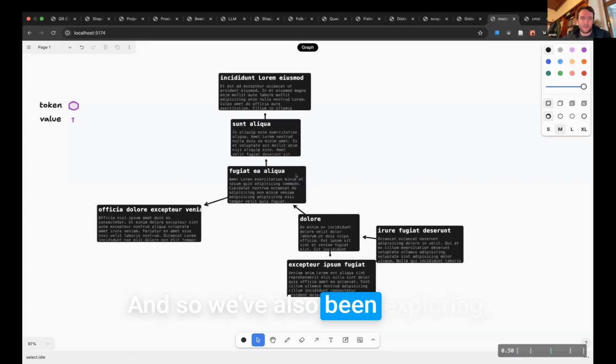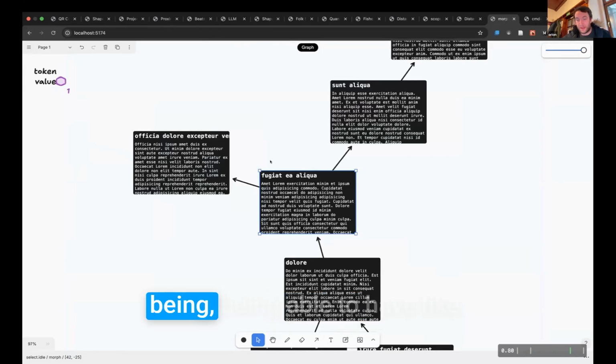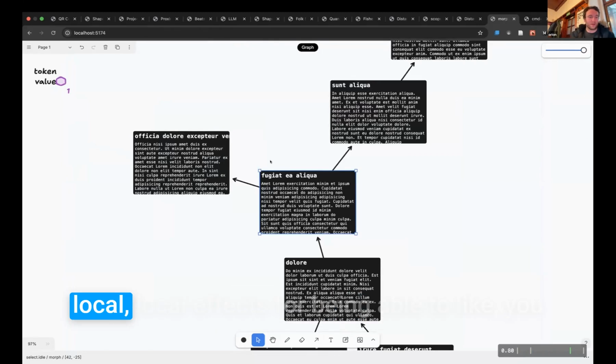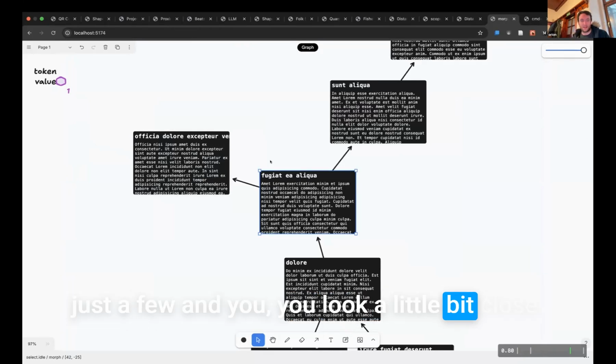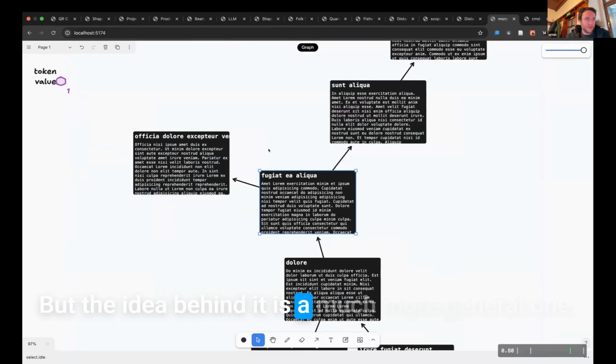And so we've also been exploring a continuous spectrum, being able to have local effects, to take potentially thousands of items and view them topologically while you take just a few and look a little bit closer. This is quite specific to graph-based stuff in the case of this demo, but the idea behind it is a much more general one. I'm sort of, yeah, go ahead.